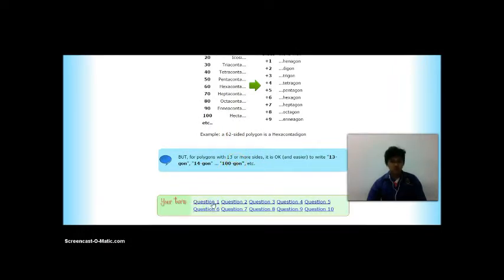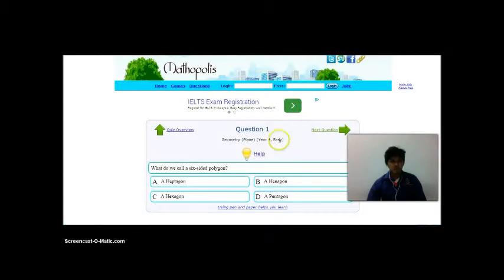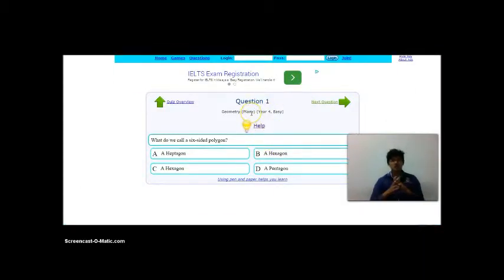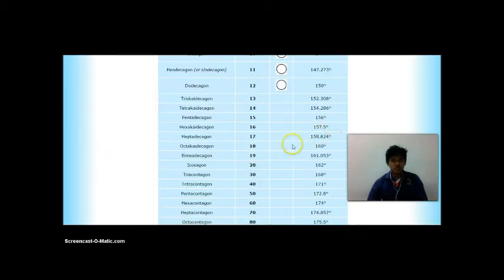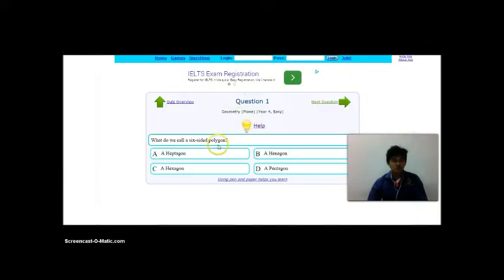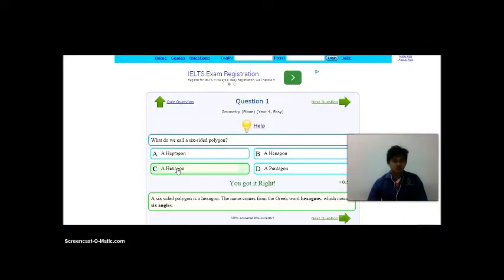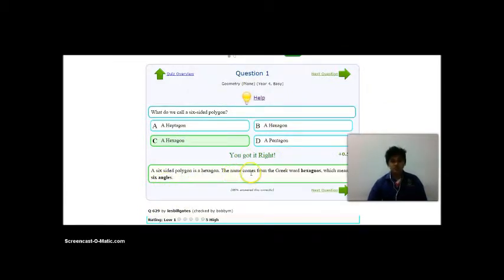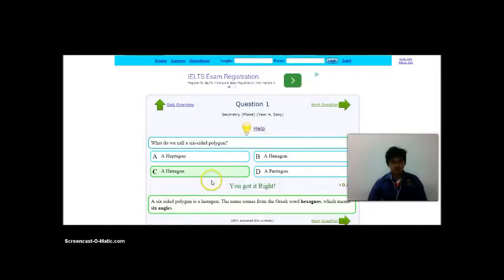So this is question 1. Okay, let's answer this question together. Question 1: what do we call a polygon with this many sides? As you can see in this table, a polygon with 6 sides is named a hexagon. So the answer is, yeah, you got it right. A polygon with 6 sides is a hexagon, which means 6 angles.